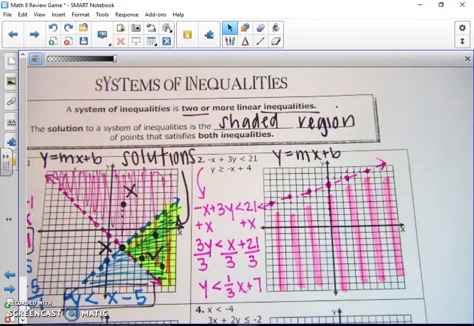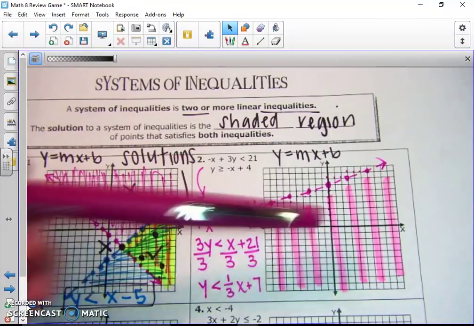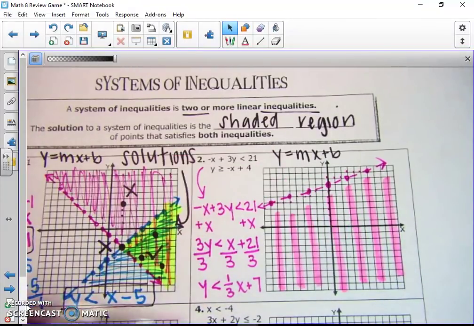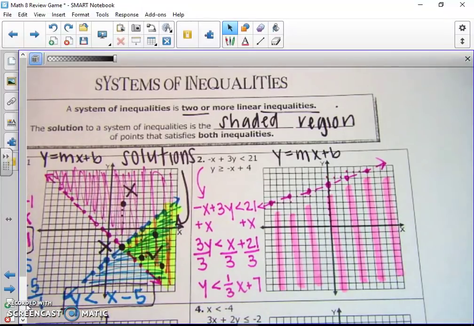Okay? And you don't have to use two different colors, but I like to use two different color highlighters or pens or pencils so that I can really see which of the regions is overlapping. Okay? If you're having trouble figuring out whether it's below or above, use a test point. Pick the point 0, 0. Plug in 0 for x and 0 for y, so test it.